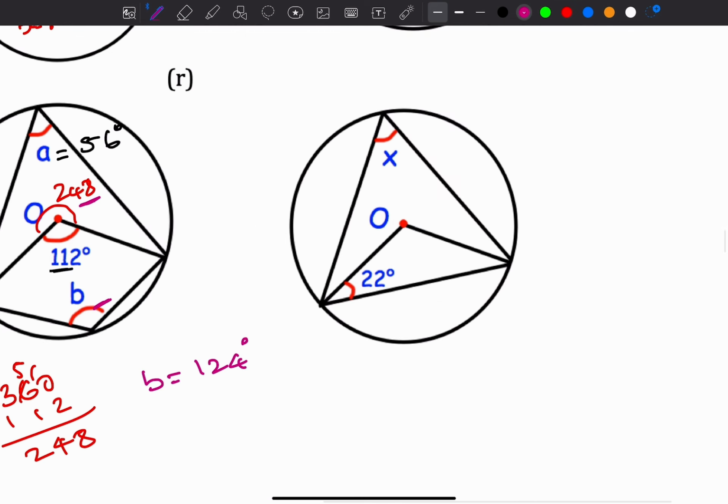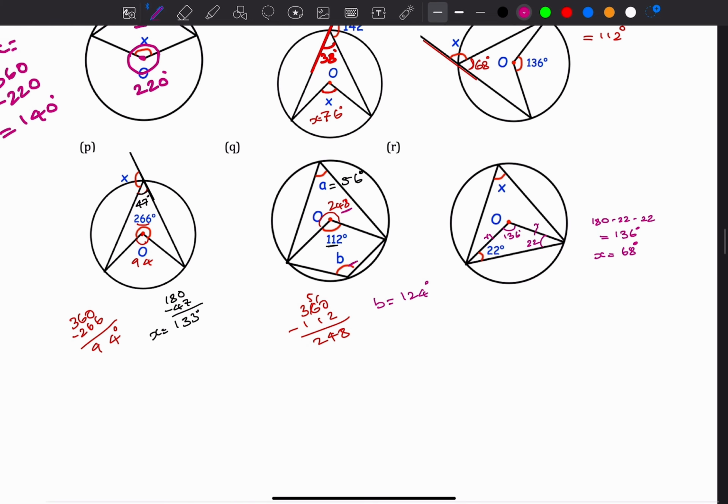All right, this one. Isosceles triangle, because this is your radius, that's the radius. Base angles in an isosceles triangle are the same. So that's 22, that's 22. This will be what then? 180 minus 22 minus 22 will give you 136. And then this is 136. The angle at the center is double the angle at the circumference. X is just half of that, which is 68. Good.